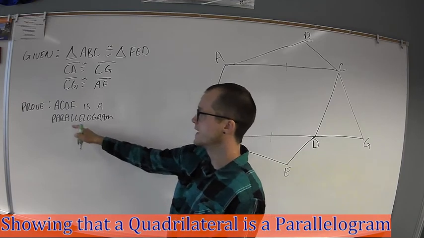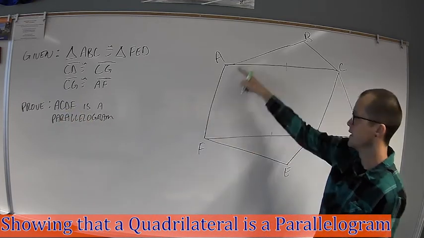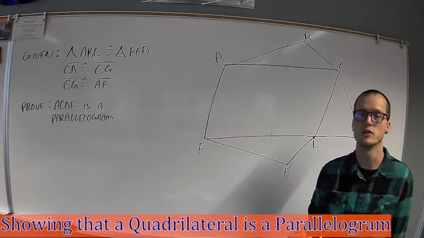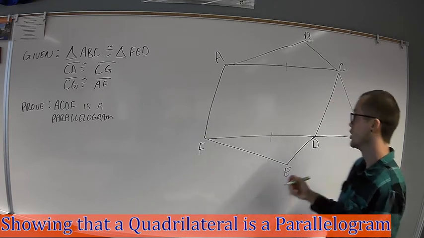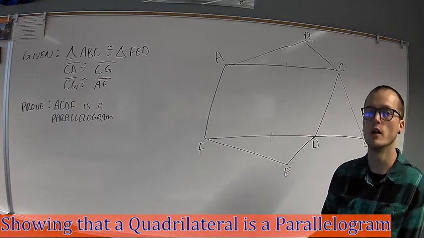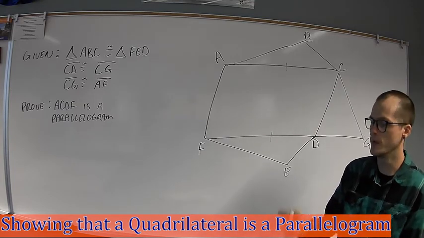Our task at hand here is to show that ACDF is a parallelogram. That's our goal. It looks like a parallelogram, but we need to show that it definitely is based on one of those 5 conditions that we looked at a minute ago. So far we have opposite sides that are congruent. That's a really good start, but it's not enough information yet. So let's look at the rest of the given information we have.